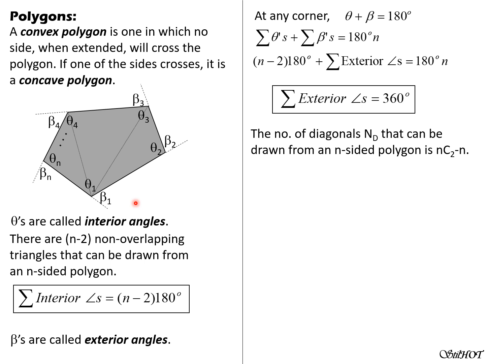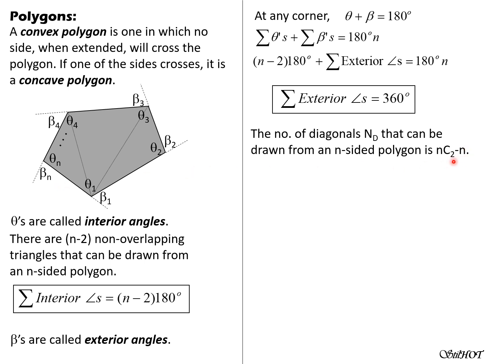The number of diagonals n sub d that can be drawn from an n-sided polygon is a combination of n things taken two at a time, because we can draw just one line between 2 points, from point 1 to point 2, since we have the same line if we draw from the other point to the first point. So that is the number of combinations. Since this refers to the number of diagonals, we do not include the sides. That's why we subtract n.